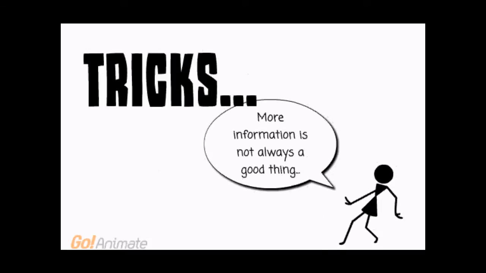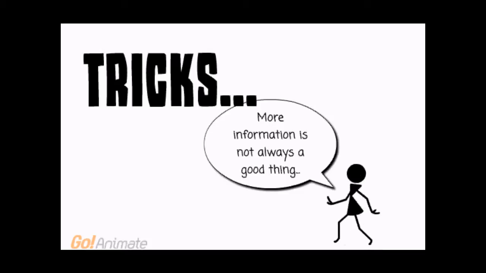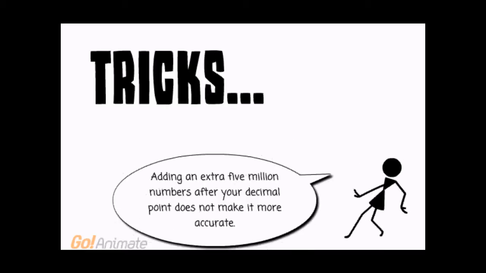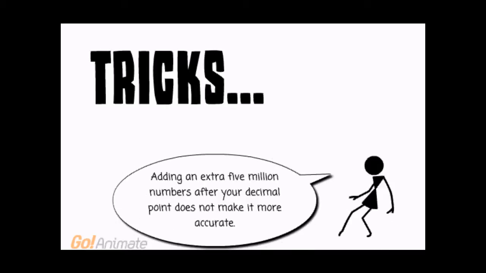Watch out for some tricks that some people like to use. More information is not always a good thing. Adding an extra 5 million numbers after your decimal point does not make it more accurate. Don't be fooled.